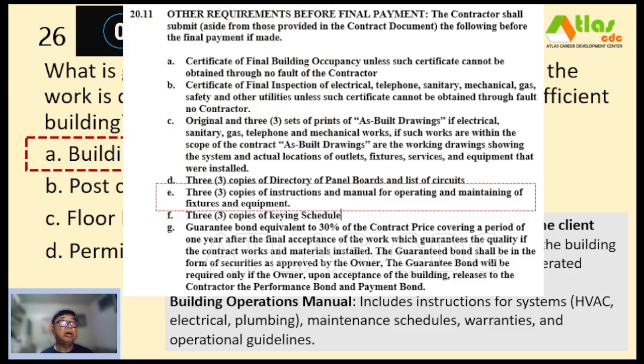So according to Document 301, that is the general conditions, other requirements before final payment to be made by the owner to the contractor is that the contractor shall submit 3 copies of instructions and manual for operating and maintaining of fixtures and equipment. So yung manual for operating is the Building Operations Manual.